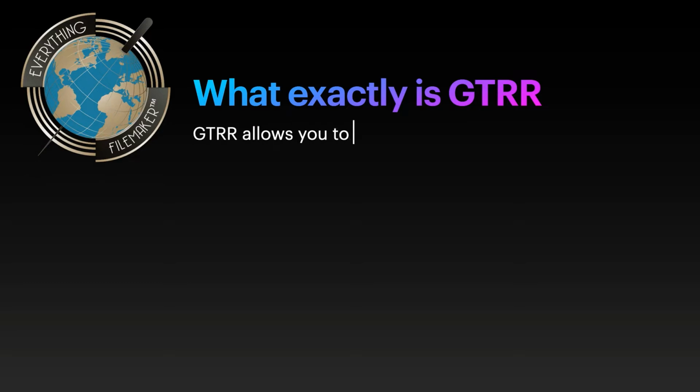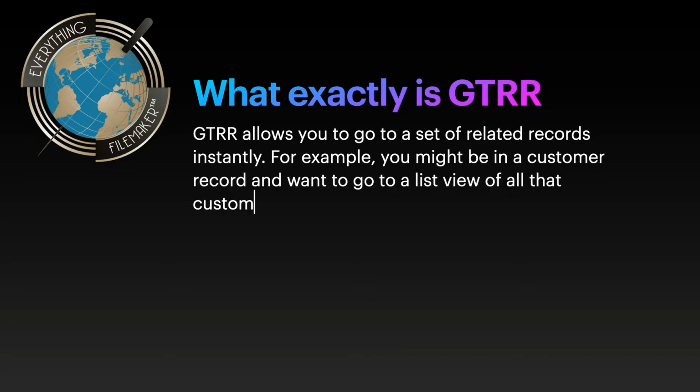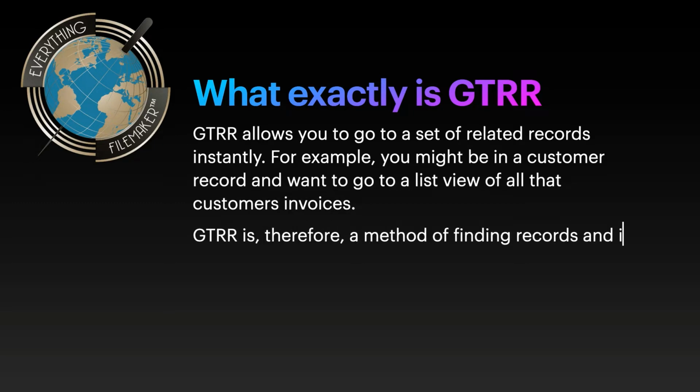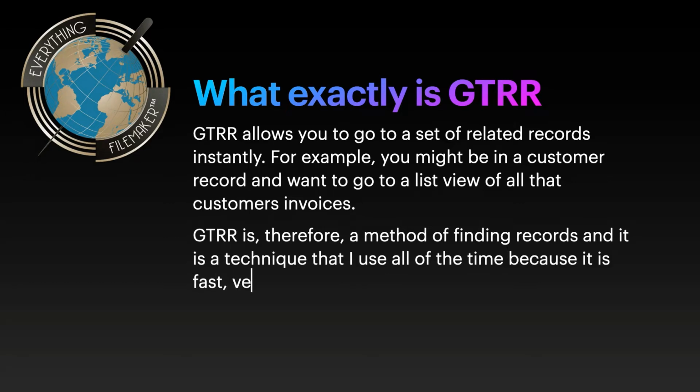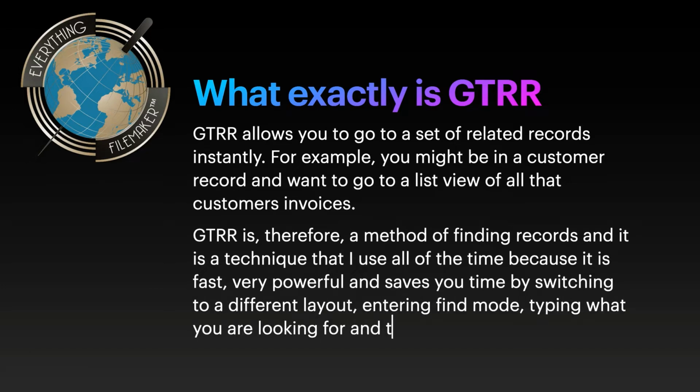GTRR allows you to go to a set of related records instantly. For example, you might be in a customer record and want to go to a list view of all that customer's invoices. GTRR is therefore a method of finding records, and it is a technique that I use all of the time because it is fast, very powerful, and saves you time by switching to a different layout, entering find mode, typing what you're looking for, and then hitting enter.